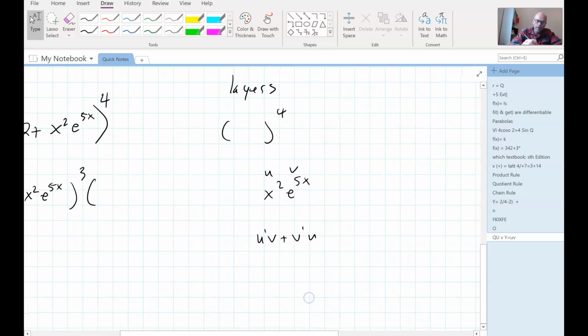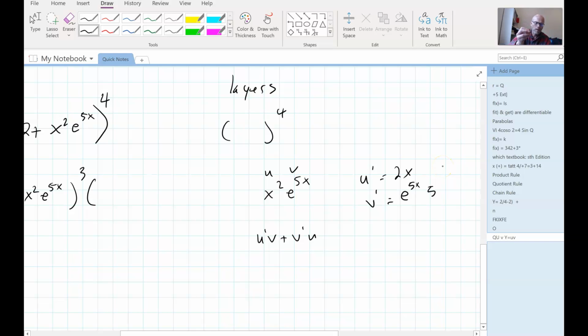Go over to the side here and find out what is u prime. That's 2x. What is v prime? That's e to the 5x times 5. Because the outside layer is e to the something, I just take the derivative of e to the something, which is e to the something. And then I take the derivative of the inside, which is 5x. The derivative of 5x is 5. And then the derivative of x, of course, is dx dx, which is 1.